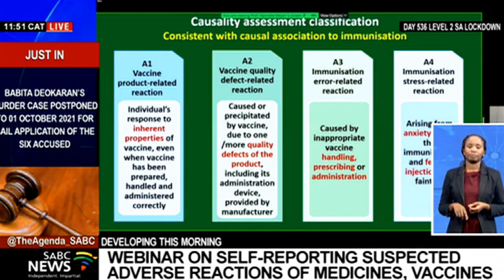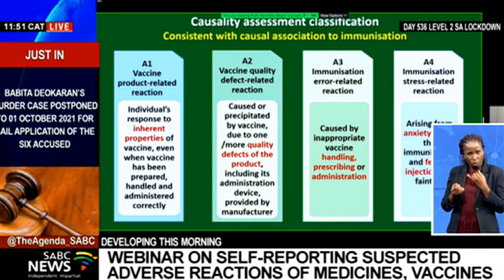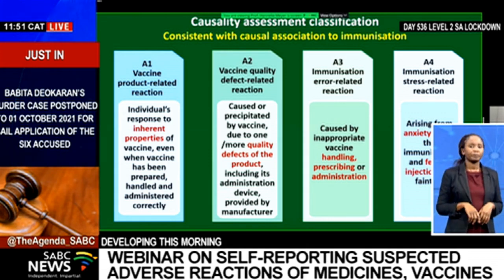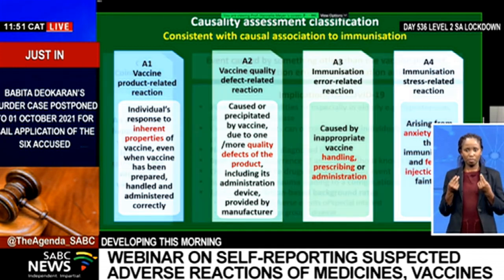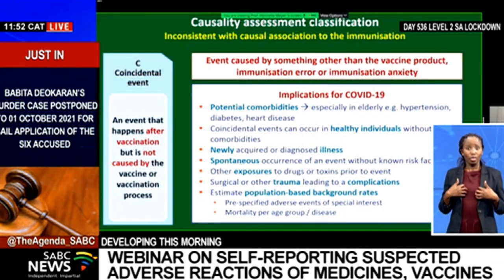So, like I explained, there could be something wrong with the quality of the product. Immunization error related, so if there is a problem with the process of administering the vaccination. And then lastly, a stress-related response, which happens where people have a fear of injections. Then the next one would be inconsistent with causal association. And this is also very common now with COVID-19, where these events take place coincidentally to the vaccination.